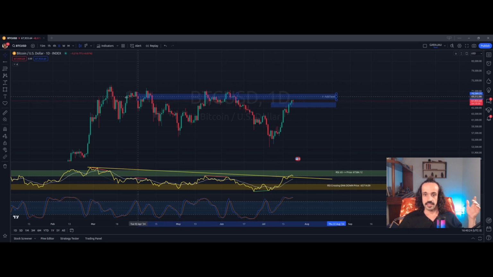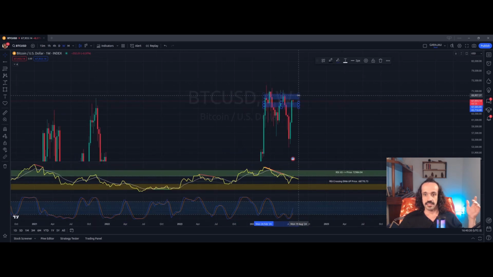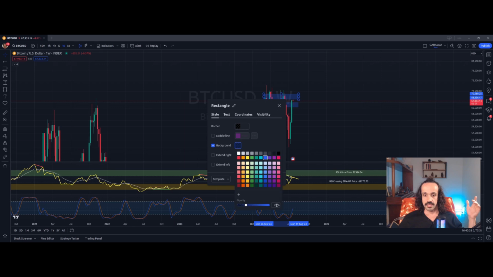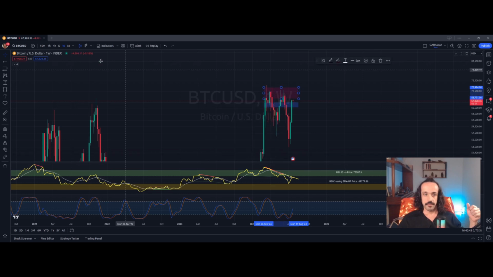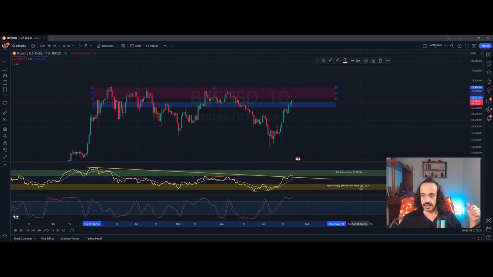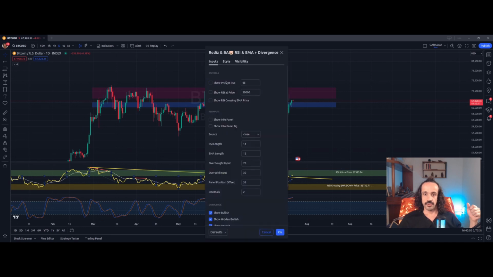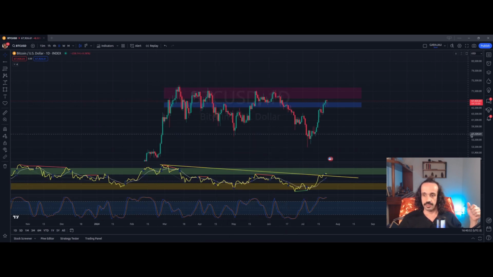And let's put this resistance here as well. The resistance elongates all the way towards this area, and it's a weekly resistance that we're going to set in this color. The coordinates are 72,984 and 68,771. And let's get back to the daily, and double-check by analyzing the price action.